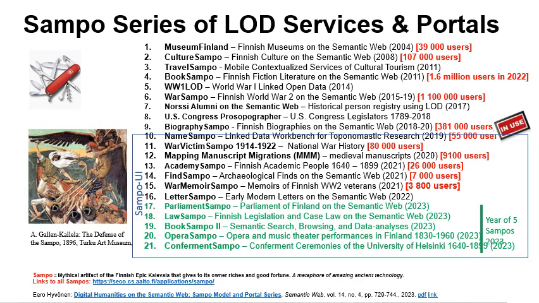During the last 17 years, we have published quite a few Sampos, semantic portals, and data services on the web. They represent a wide variety of different application domains. For example, MuseumFinland and CultureSampo are about museum collections and Finnish culture, BookSampo about fiction literature, WarSampo and WarVictimSampo about war history. There are lots of systems dealing with biographical information like BiographySampo, US Congress Prosopographer, and Mapping Manuscript Migrations about manuscripts. FindSampo is about archaeological finds, LetterSampo about epistolary data, LawSampo about legislation, and ParliamentSampo about parliamentary speeches and networks of politicians.